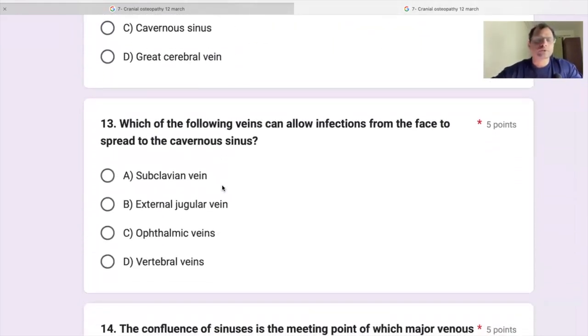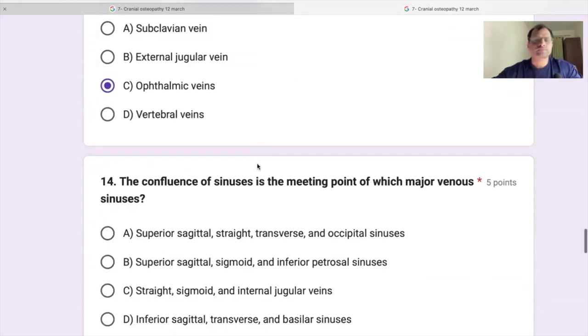Question number 13. Which of the following veins can allow infection from the face to spread to the cavernous sinus? C, ophthalmic vein. Suppose someone is having some infection on the face or near the eyes, then through the ophthalmic vein, it will reach the cavernous sinus. So there might be some problem in the cavernous sinus. The ophthalmic vein can carry the inflammation to the cavernous sinus.